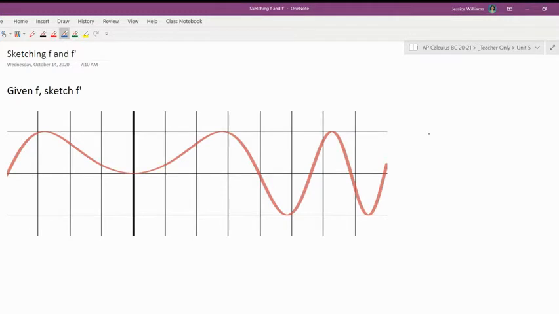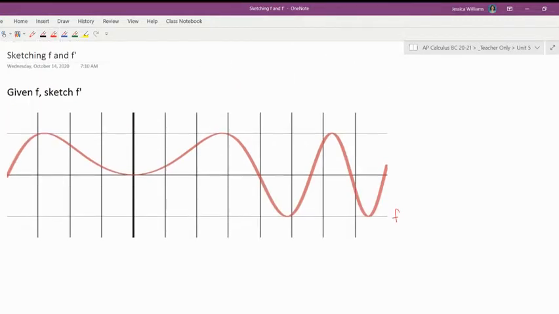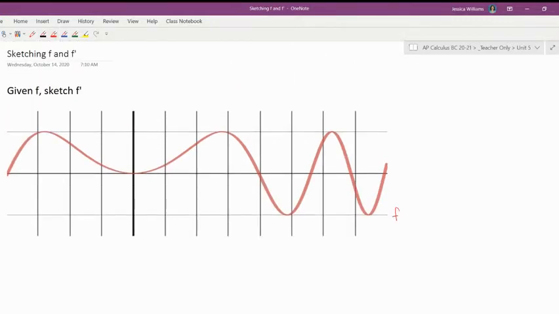So here we have a graph of f, this first one, and we are supposed to graph its derivative. We did this. I don't know if you remember. I'm going to assume you don't, but we did this back in Unit 2, back when you were first learning what a derivative was. So we're going to hit it again. Here's how you should sketch derivative graphs.